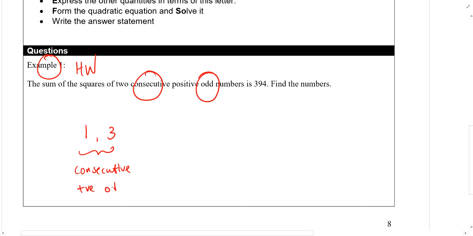These are consecutive positive odd numbers. Another example of consecutive positive odd numbers may be 25 and 27, and 29 and 31. These are also consecutive positive odd numbers. You understand what it means? If you understand this one, then you should know what consecutive even numbers mean. Okay? So we will stop here for your homework.